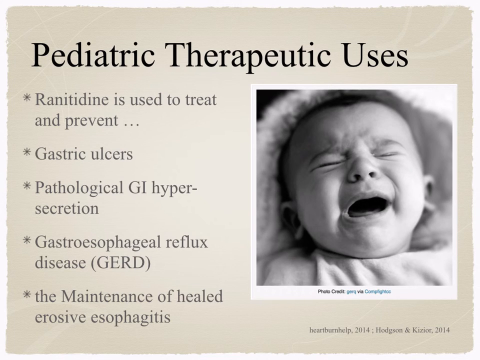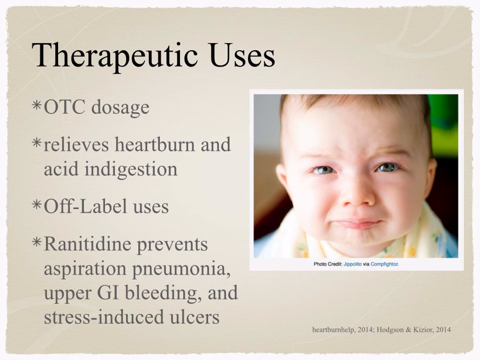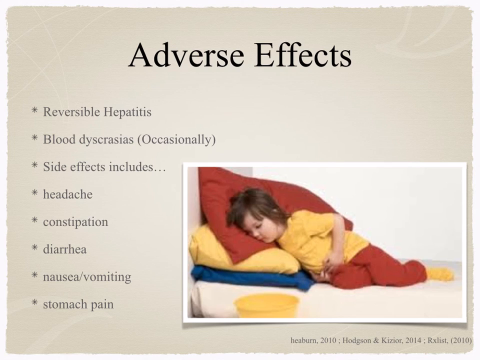Ranitidine is used to treat and prevent gastric ulcers, pathological GI hypersecretion, gastroesophageal reflux disease, also known as GERD, and it helps with the maintenance of healed erosive esophagitis. The over-the-counter dosage of ranitidine relieves heartburn and acid indigestion. Off-label, it is used to prevent aspiration pneumonia, upper GI bleeding, and stress-induced ulcers.